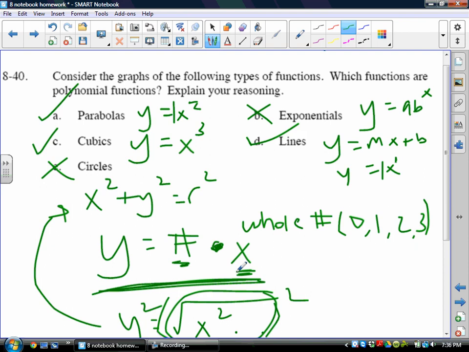There was a question on the other night's homework, it said, was y equals, it had a square root of x in there. That's not allowed either. So square roots, which are included in the circles, are not polynomials, and exponential functions are also not polynomial functions.